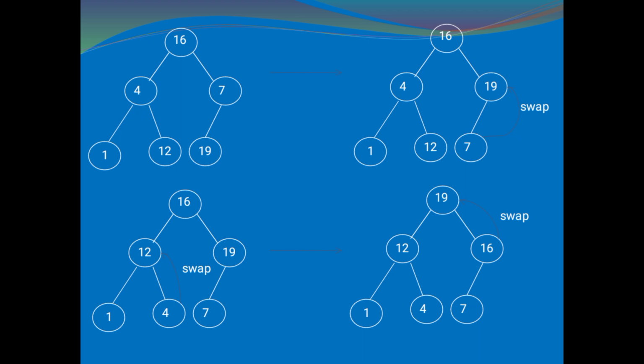Now again check from the lowest level going up. See, 7 is checked with 16. It is a max heap. 1 and 4 are checked with 12. 1 and 4 are smaller than 12, so it is a max heap. Now check 16 and 12 compared with 19. They are smaller than the parent, so it is a max heap. See, now I brought the whole tree into a max heap.